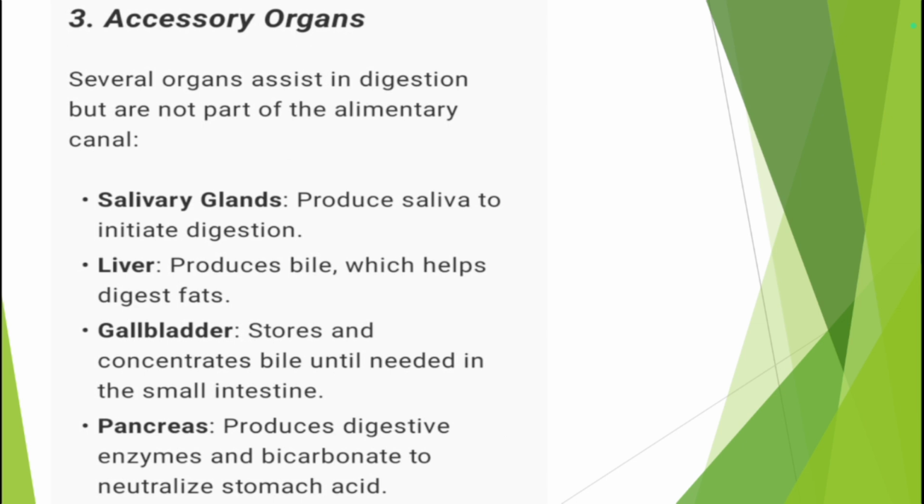Then the pancreas. Now, what is actually secreted by the pancreas? It is trypsin, lipase, and amylase. Trypsin is used for the digestion of protein, lipase is used for fat, and amylase for carbohydrates.